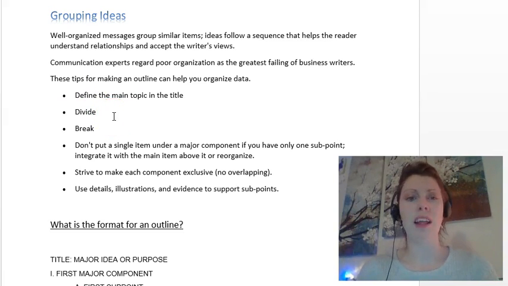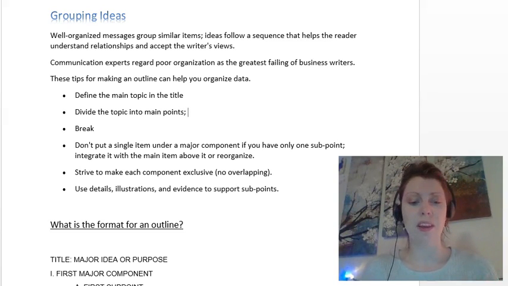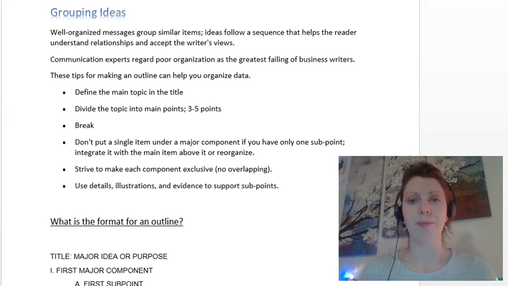Make sure that you divide the topic into main points. Usually, this is 3 to 5 points. Think about a standard essay structure where you usually have 5 paragraphs, your intro, your 3 supporting paragraphs, and then your conclusion. It's similar with your business writing. If you have several points to cover, try to get them down to 3 to 5 points.